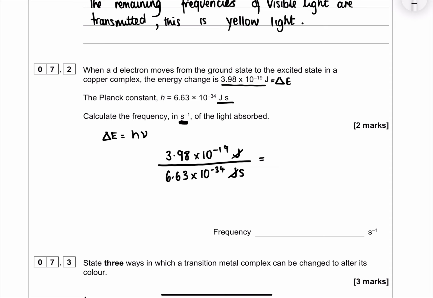So even if we'd forgotten that, we would need to do the energy divided by Planck's constant to get the frequency. We could see it from the units that that's what we would need to do. And on our calculator, that is coming out at 6.00 times 10 to the 14 per seconds.